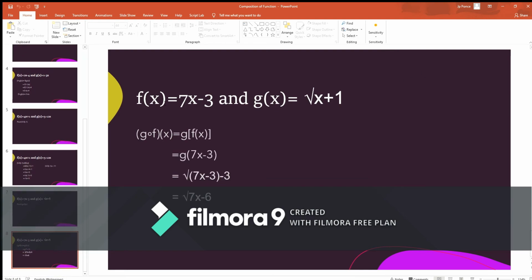Now, this is how you solve it. This time it will be g first instead of f, because it was first here. Now substitute f of x, so it will become 7x minus 3. And for the g, there's really no coefficient here. So instead of a coefficient, you put the radical sign. So it'll become square root of 7x minus 3 plus 1. And if you combine these two, it'll become negative 2. So it'll give you a final answer of square root of 7x minus 2.